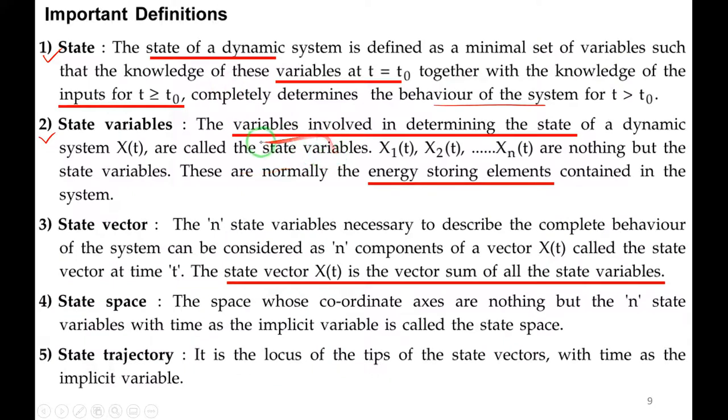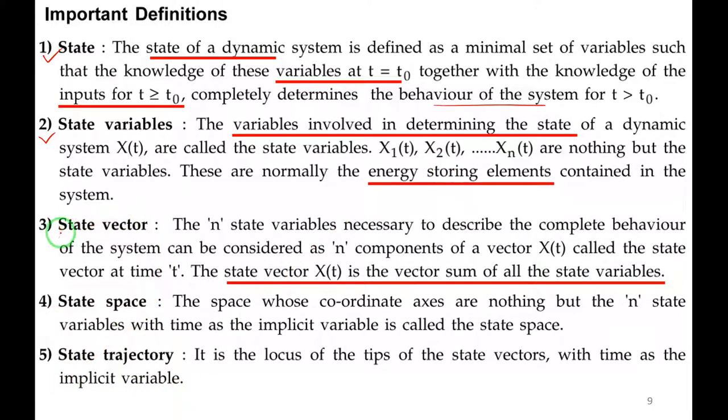The variables involved in determining the state of a dynamic system are called state variables. That is x1 of t, x2 of t, xn of t are nothing but the state variables. And here these state variables are normally the energy storage elements contained in the system. For example, in electrical network, inductor and capacitor are the energy storage elements. In mechanical system, the damper element and the spring element are the energy storage elements.